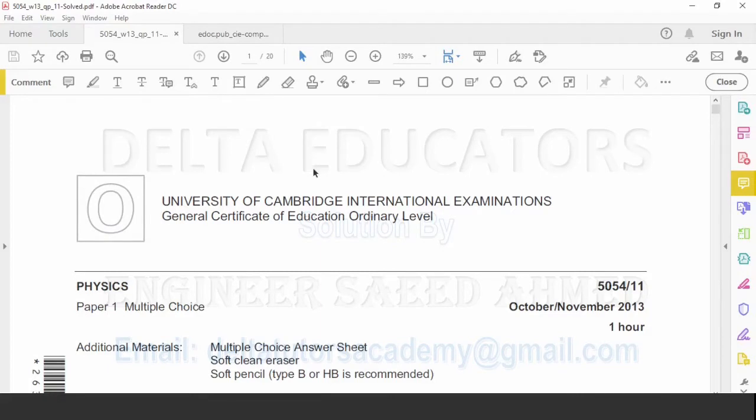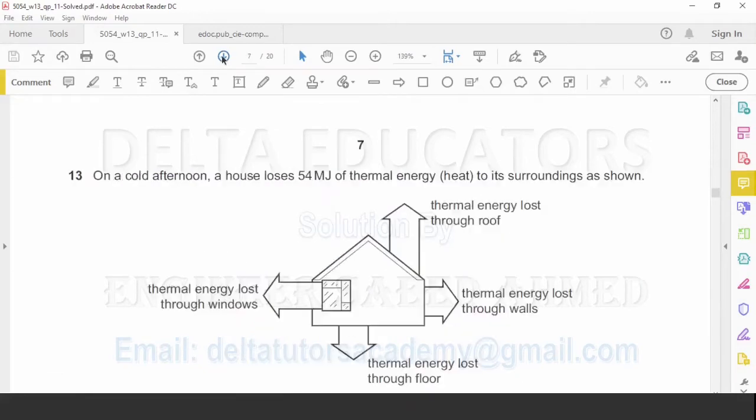O-Level Physics Paper Code 5054, Paper 1 Variant 1, October-November 2013, and today we are going to solve question number 21 to question number 40.